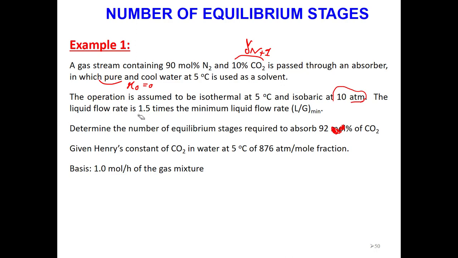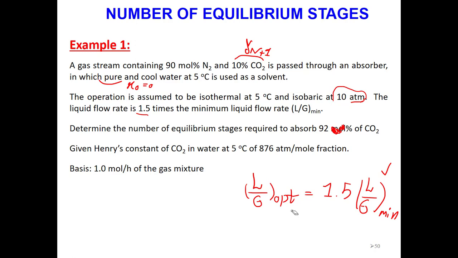The liquid flow rate is 1.5 times the minimum liquid flow rate. So we need to find the minimum liquid flow rate, or L over G. Sometimes instead of vapor V, we use gas as well, so this is the same as V. So the operating L over G is 1.5 times L over G minimum. We have to find the minimum first, and multiplying by 1.5 gives us the operating one.